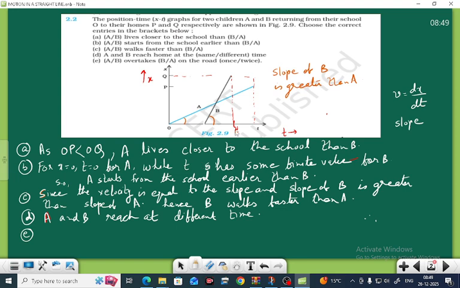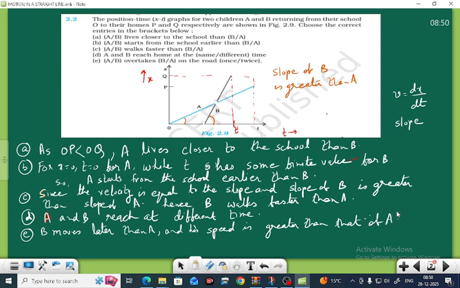Now E. Anyway, A or B overtakes B or A on the road once or twice. It is cutting here, you see this cutting point, right? What you see is that B moves later than A, and his speed is greater than that of A.